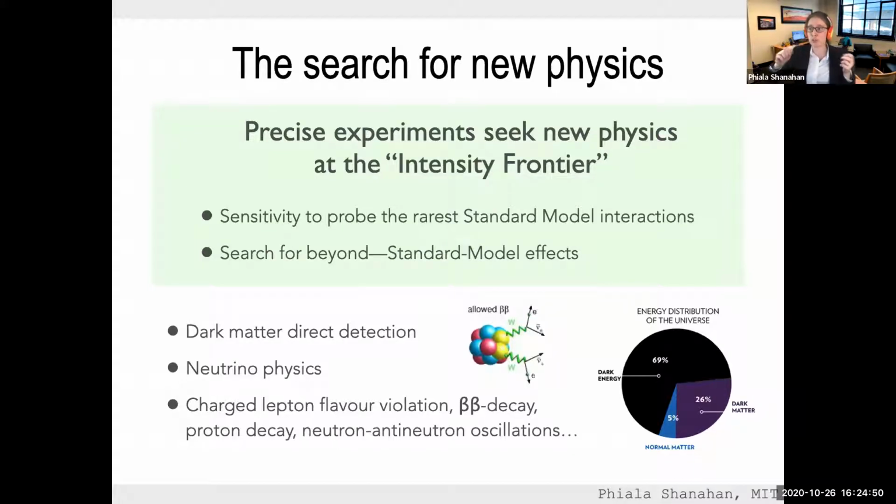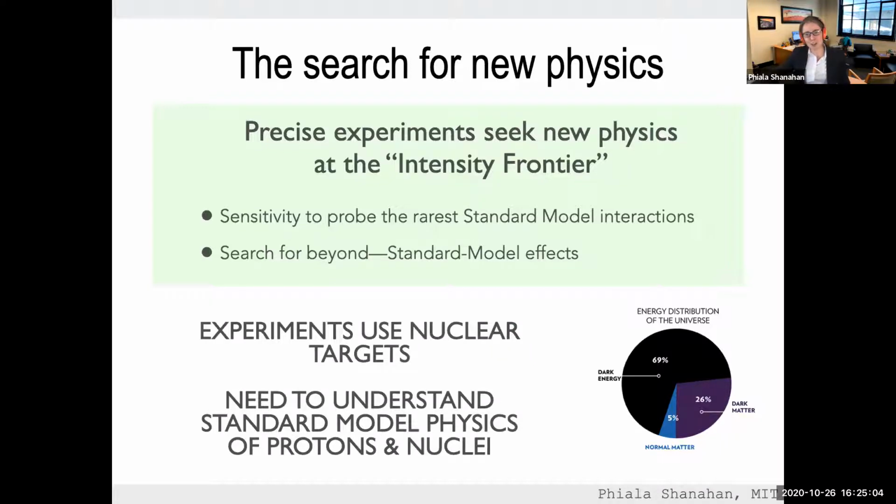So typically you use this, let's take the example of dark matter. You make a very large detector of very many large nuclei, okay, to increase your chances of seeing something. And so if we have experiments searching for physics beyond the standard model that use nuclei as the targets, then we also have to understand the standard model physics of the protons and the nuclei in those targets in order to constrain beyond standard model physics when we see it.